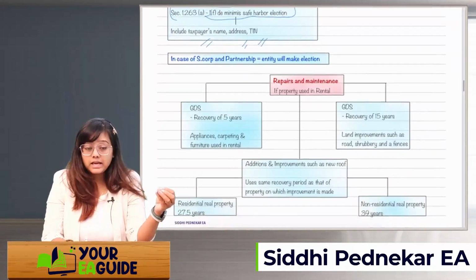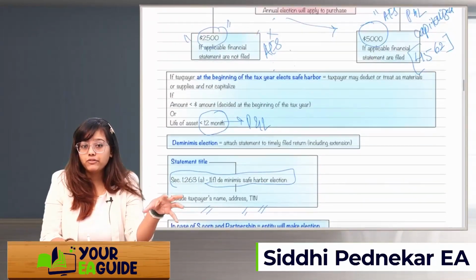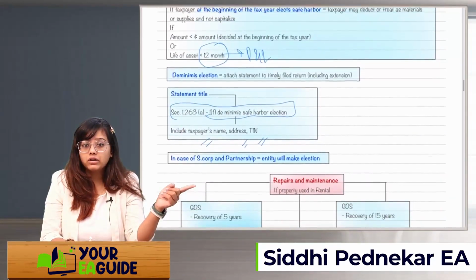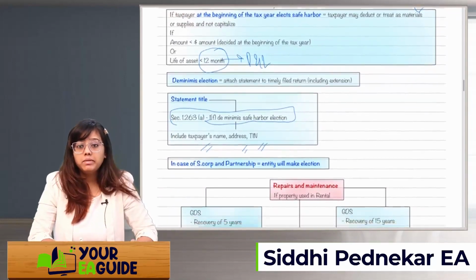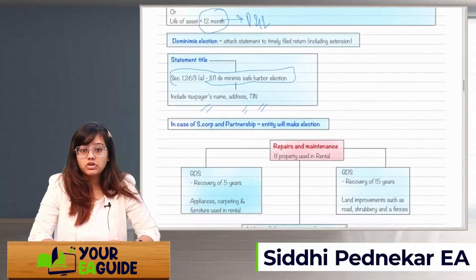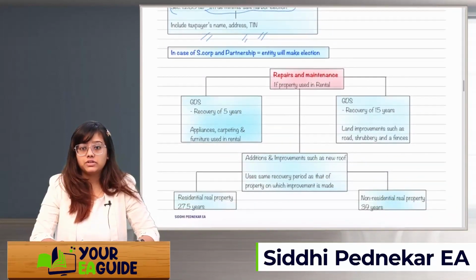So this was about the simple rule. Now if I talk about C Corp, S Corp and partnership, the entity will make the election. In case of S Corp and partnership, the entity will make the election.